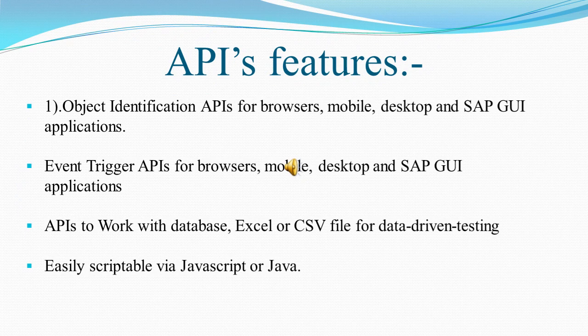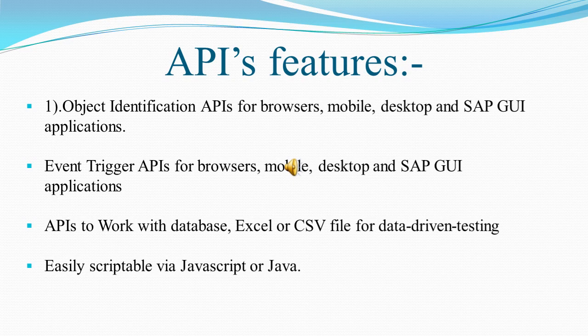Moving on to the features of APIs, Sahi's APIs can broadly be classified into three categories. The first category is named Browser Accessor APIs. Browser Accessor APIs help access elements on the browser. Sahi then injects these APIs into the browser via the proxy.